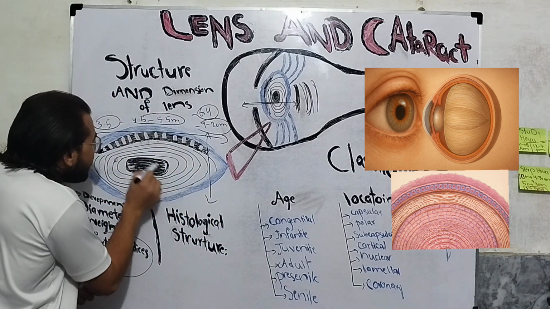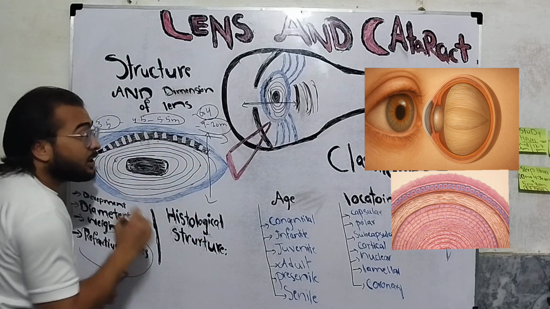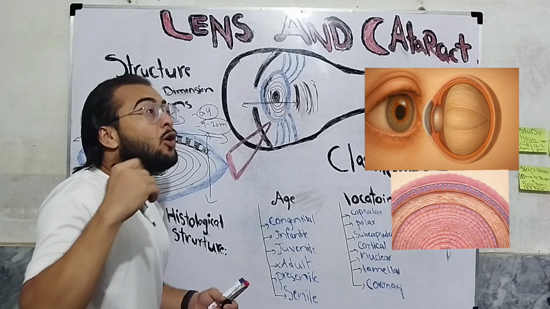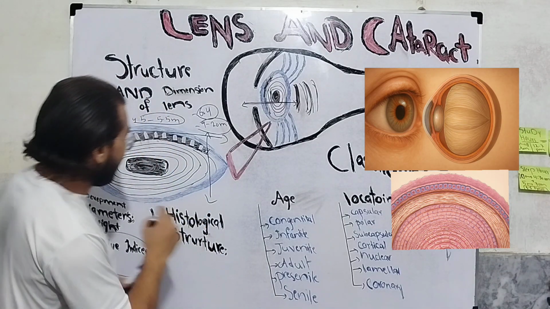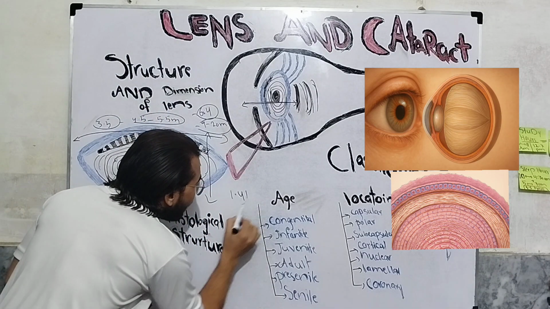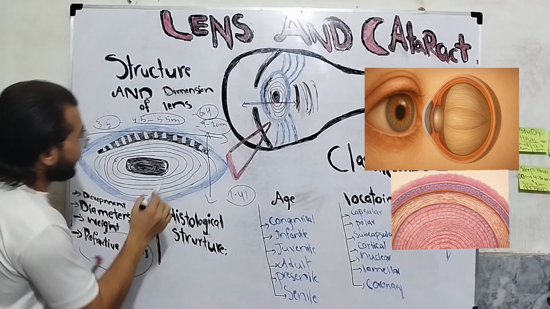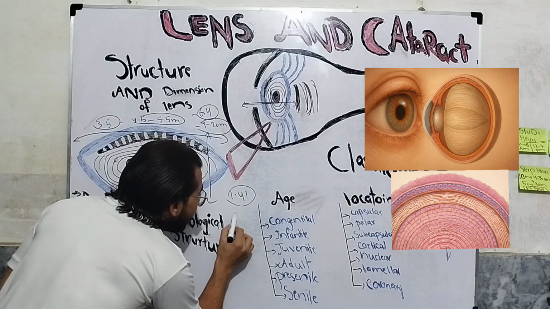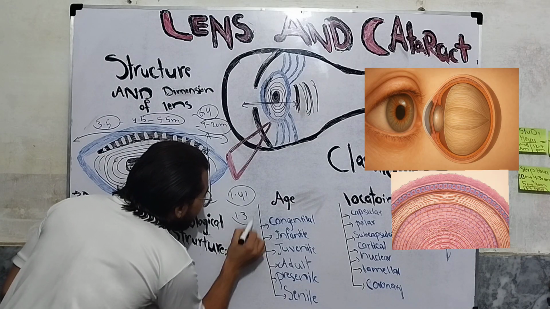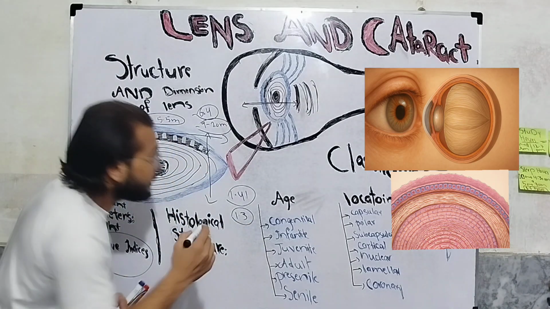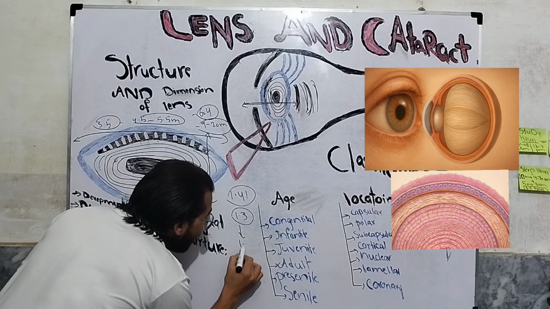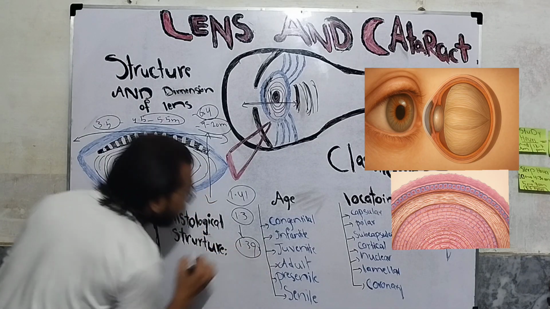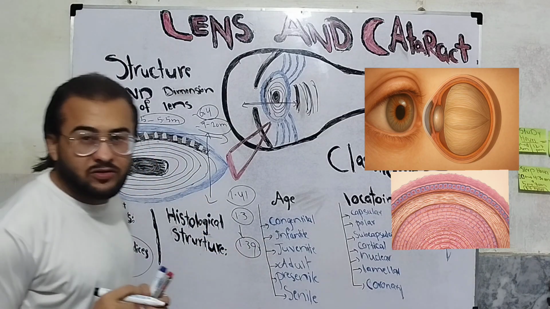As in the center, it is a nucleus, so it has a refractive index of 1.41, okay. And the refractive index of the peripheral region, which is called cortex, it has 1.3, okay, and the average refractive index of the lens is 1.39, okay. The histological structure.